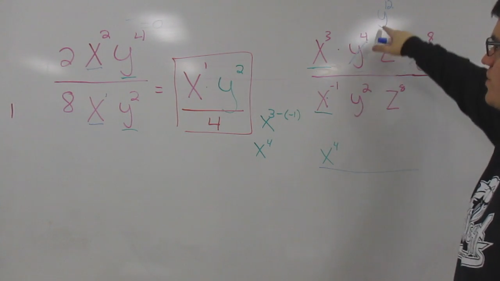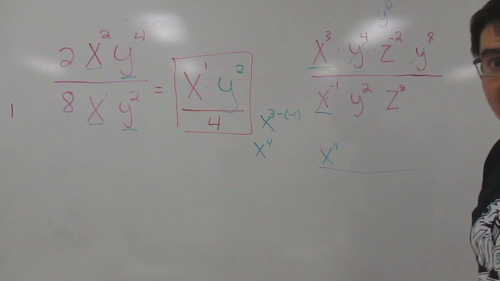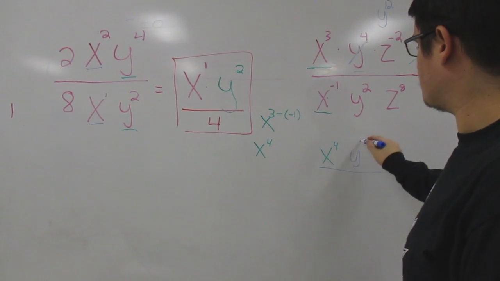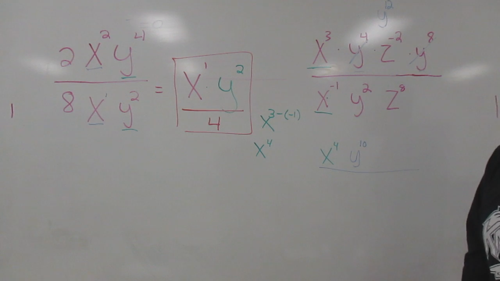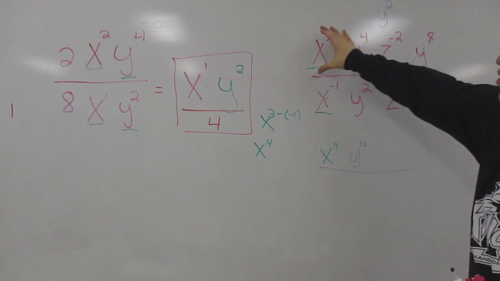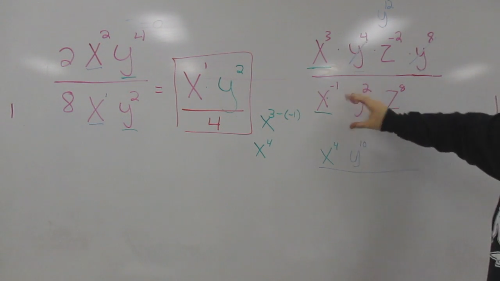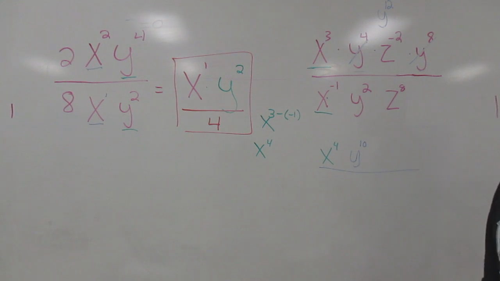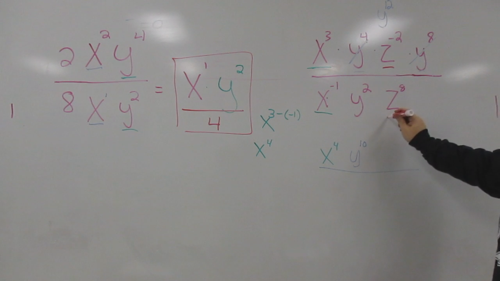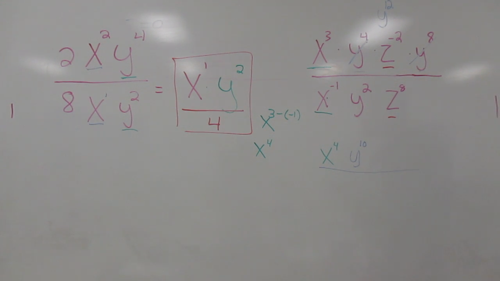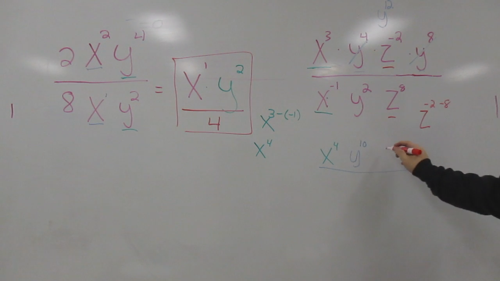And there, same base being divided, so you can subtract the exponents. So we have y to the 10th. And this, we know it's on the numerator because we had 12 y's up here and only 2 down there. So there are going to be more y's in the numerator. And then finally, we have z to the negative 2 over z to the 8th. So this becomes z to the negative 2 minus 8, or z to the negative 10.